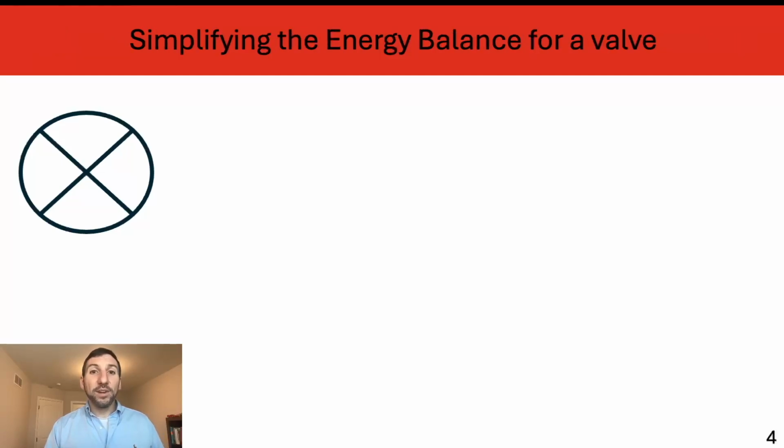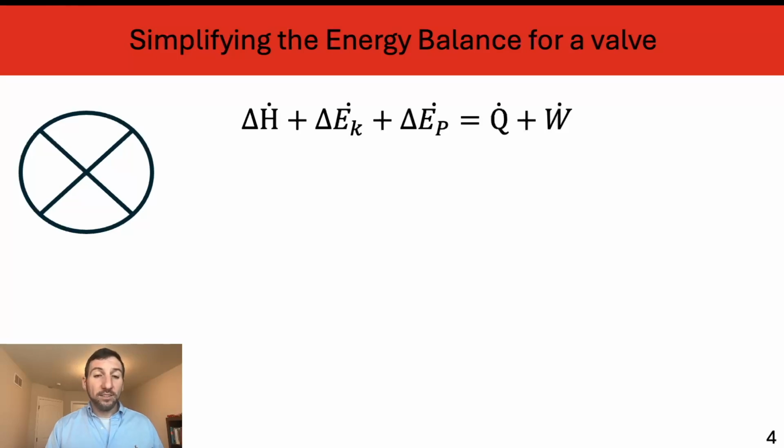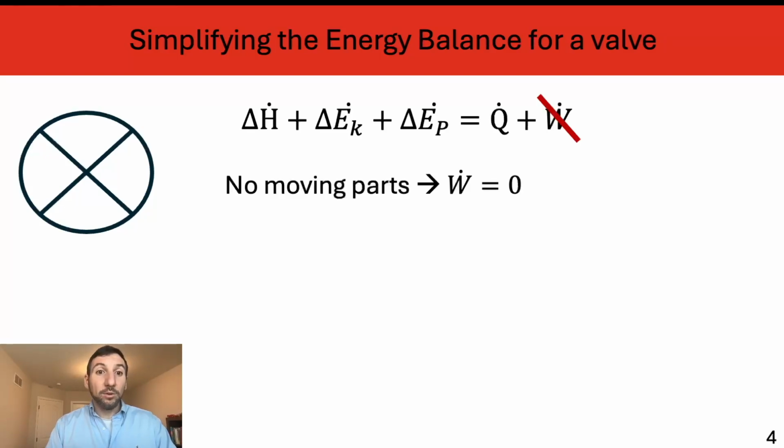So in this case, if we have our energy balance, we want to simplify it down. We've got the general energy balance, and we can now start to pick off different pieces of that energy balance and identify whether or not we really need it. So in this case, because you have a valve, it's just a stationary item, there's no moving parts in it, we get to assume that work is equal to 0, and we get to cancel it out.